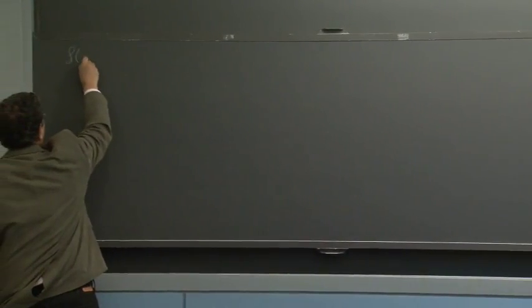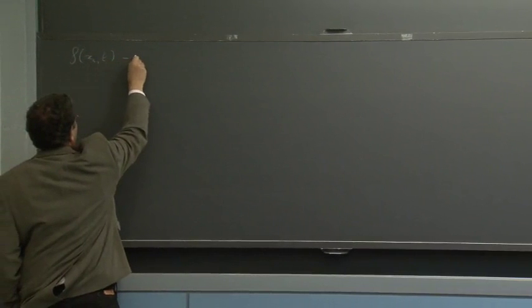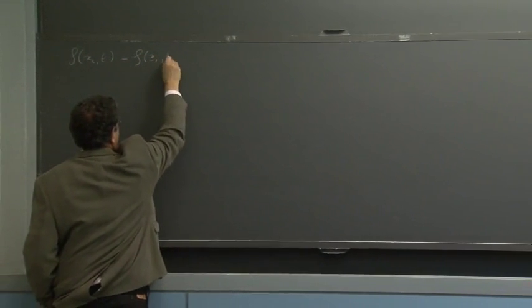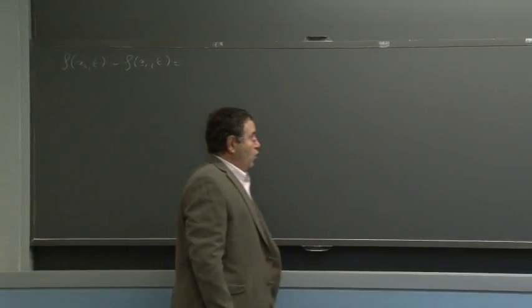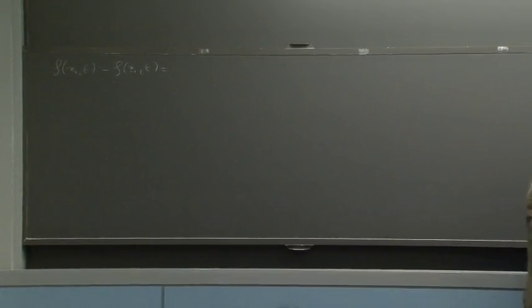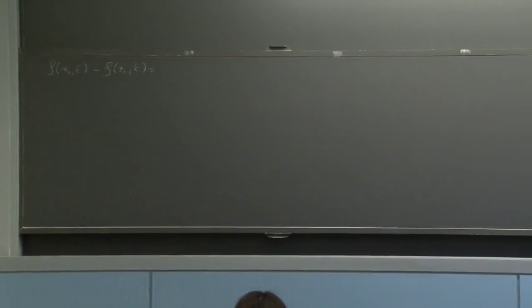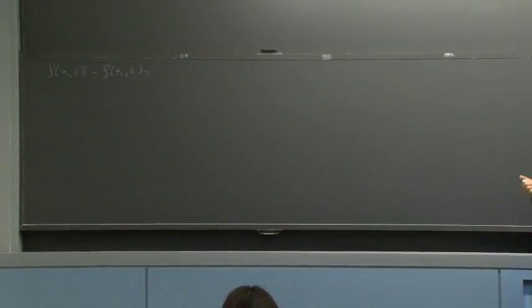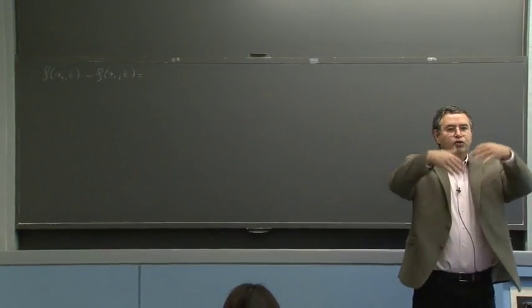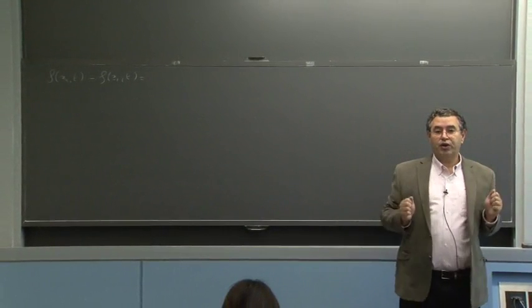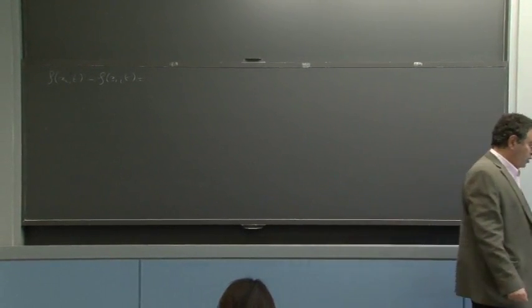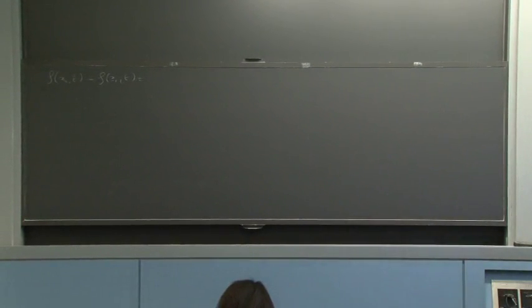Now, this f of x2, t minus f of x1, t. Remember when we did the proof of the scalar case, we said we could use the finite difference theorem, saying that this difference of f2 minus f1 was equal to the derivative somewhere between x1 and x2 times x2 minus x1, or we could also use an integral.